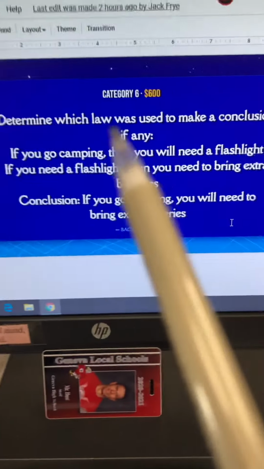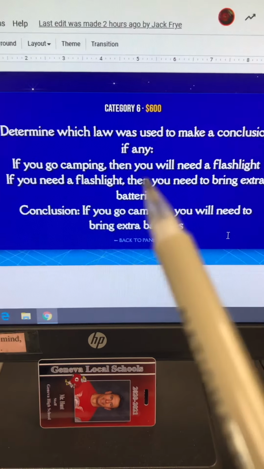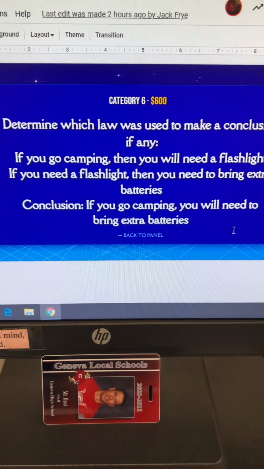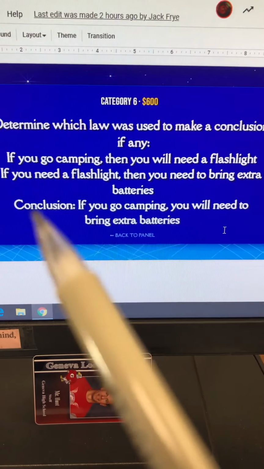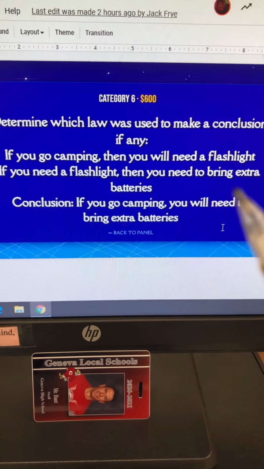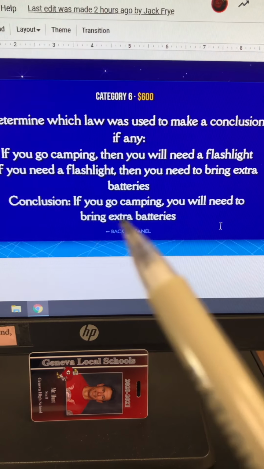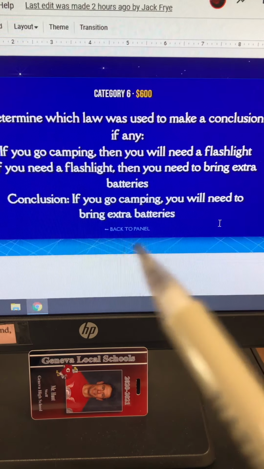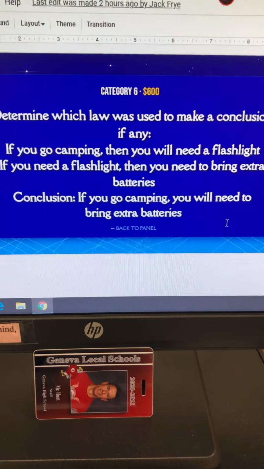Determine which law was used to make the conclusion, if any. If you go camping, then you will need a flashlight. If you need a flashlight, then you need to bring extra batteries. So the conclusion, if you go camping, you will need to bring extra batteries. And that would be the law of syllogism.